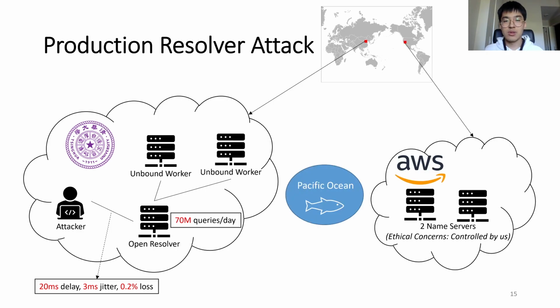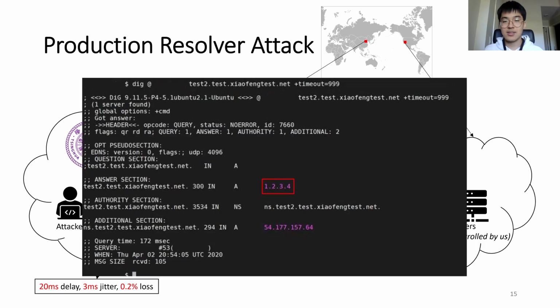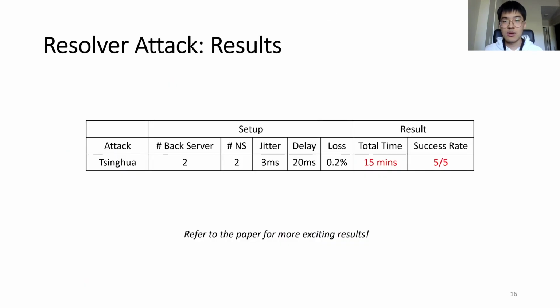We also set up our own domain with 2 name servers running bind on AWS in the US. And here is this screenshot showing a success attack where the A record of the victim domain has been modified to 1234 in the open resolver's cache. Overall, the attack works very well with a success rate of 100% or 5 out of 5, and an average time of 15 minutes to succeed.